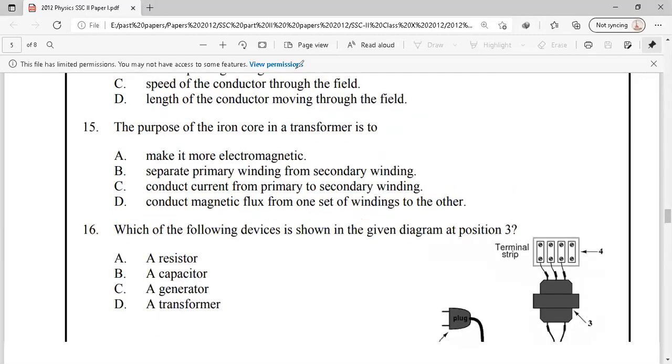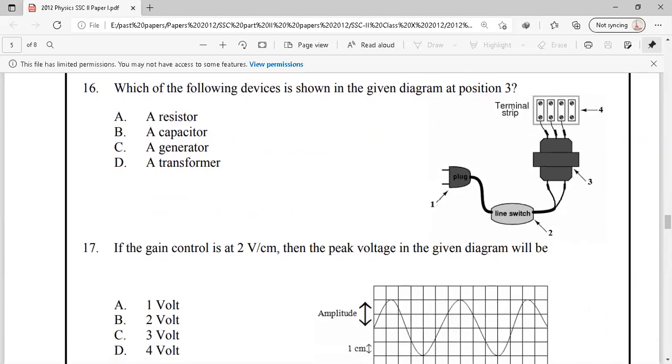Then we have question number 16, and in this question we have to identify an electrical component that is drawn in this diagram. We have to identify what device is shown at position 3. So this is position 3, and this is a device that is known as a transformer. So a transformer is a device that can be used to increase or decrease induced AC voltages. So this device at position 3 is a transformer.